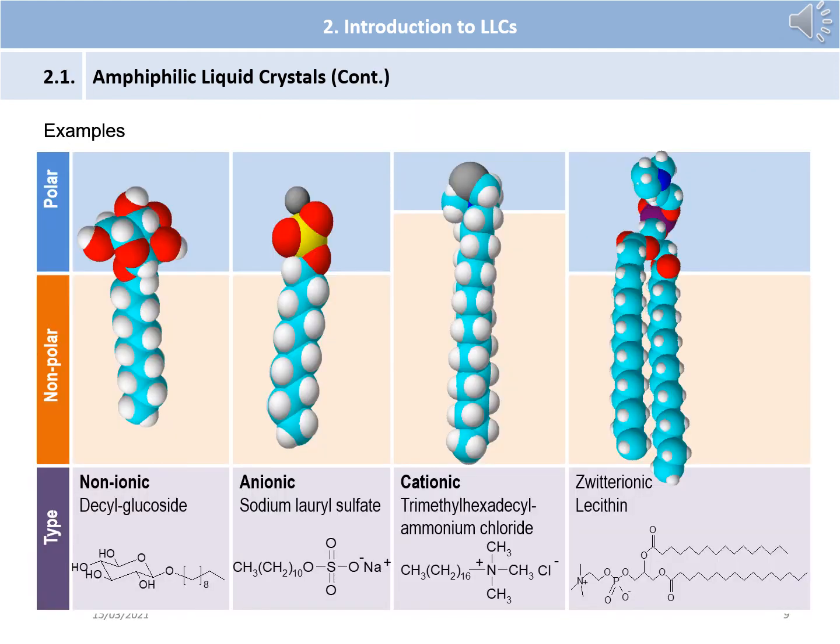This slide shows examples of amphiphilic molecules. It can be non-ionic, anionic, cationic or zwitterionic. Specific examples and names are also given.